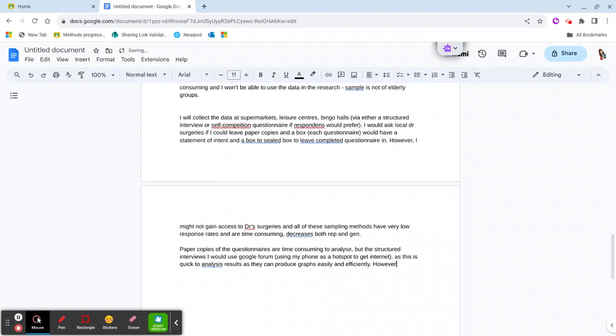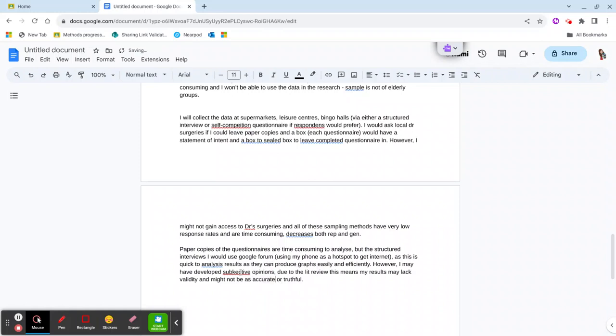However, I may have developed subjective opinions due to the literature review. This means my results may lack validity and might not be as accurate or truthful.